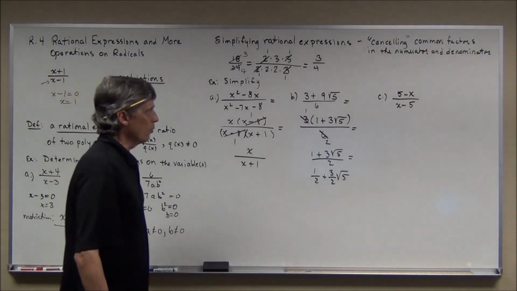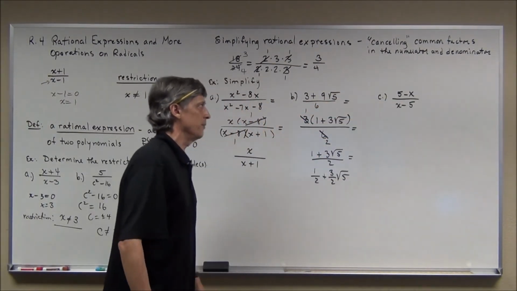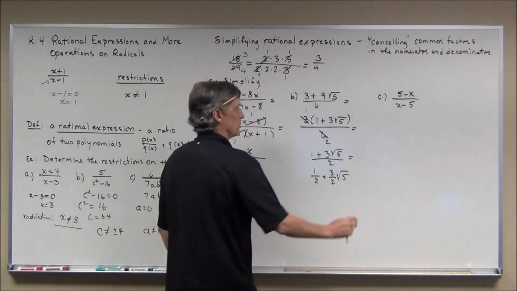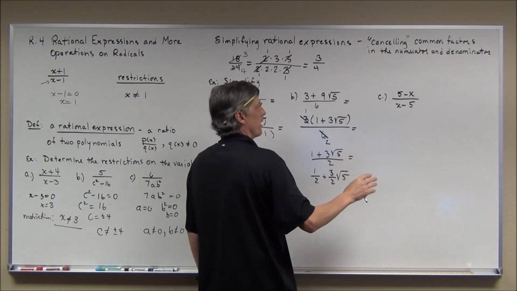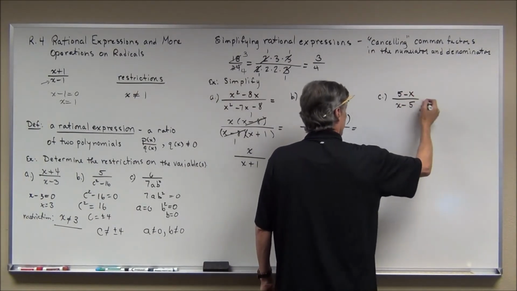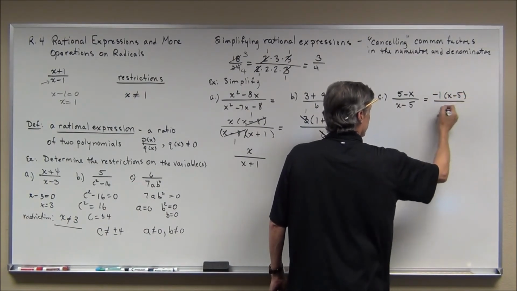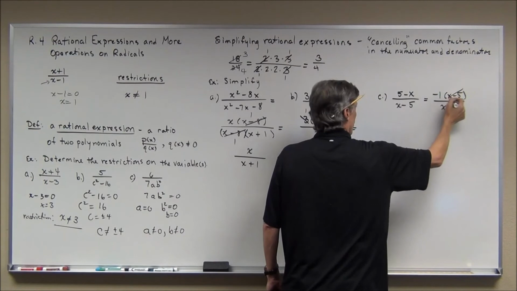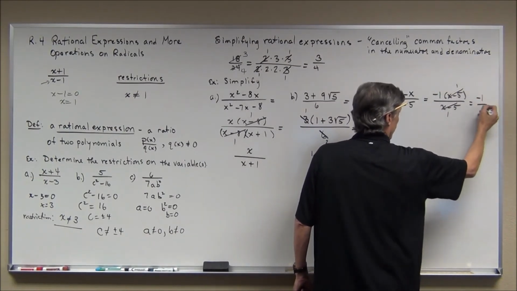Alright, I saved the most interesting one for last there, 5 minus x and x minus 5. Now we know when you have the same thing over itself that it's equal to 1, but that's not the same thing. Remember, you cannot commute subtraction. 5 minus x and x minus 5 are not the same binomial, they're opposites. If I was to factor a negative 1 out of here, I would have x minus 5. So that I could cancel the x minus 5's top and bottom, I have negative 1 over 1, which is negative 1.